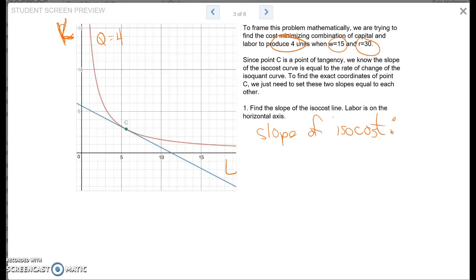The slope of an isocost curve is W over R, the wage rate over the rental rate. So here, W is 15, R is 30, so the slope of the isocost curve is going to be 15 over 30.